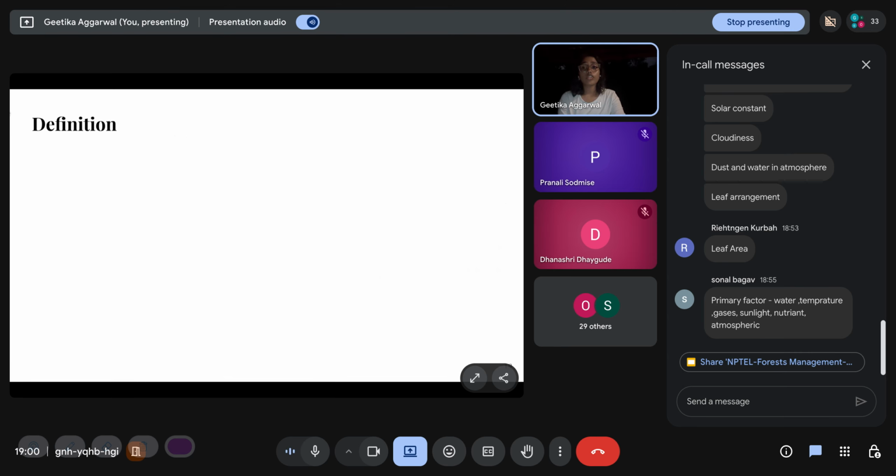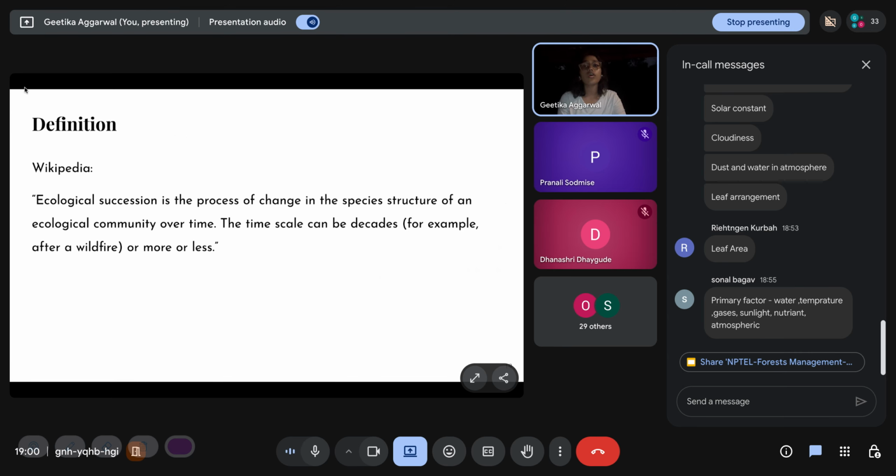So, when you talk about ecological succession, a very basic definition, as given by Wikipedia, is that it's basically the process of change in the species structure of an ecological community over time. So it's a mechanism that happens over time, and it leads to a change in the species structure of a particular place. If you have a particular area in which there's just barren rock, then how the different species come and colonize that area and get replaced by different species over time, that's basically what is ecological succession.